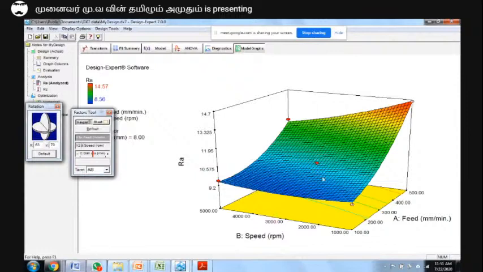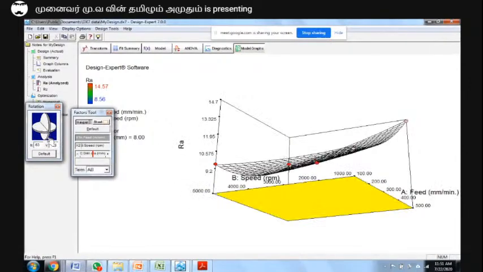Point number three, what was the least point of RA? At the lower feed rate, the third point is the lower feed rate with 2000 RPM speed will produce minimum RA value. Here, we can rotate the chart. We can get the default.